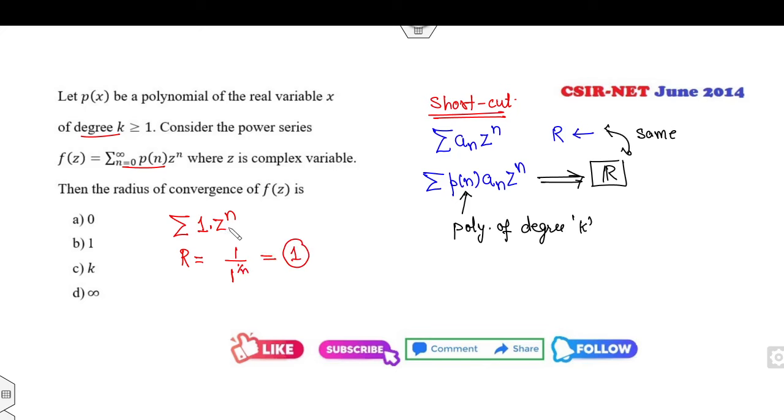So if this series has radius of convergence 1 and Pn is a polynomial, then this series also has radius of convergence 1. This is the first method you can find with the help of the shortcut tricks.